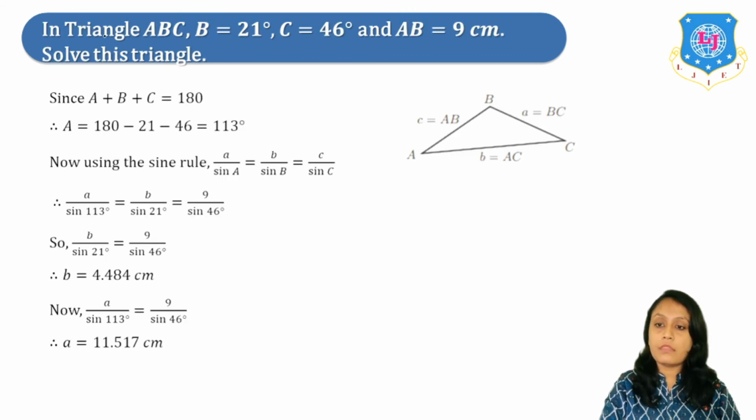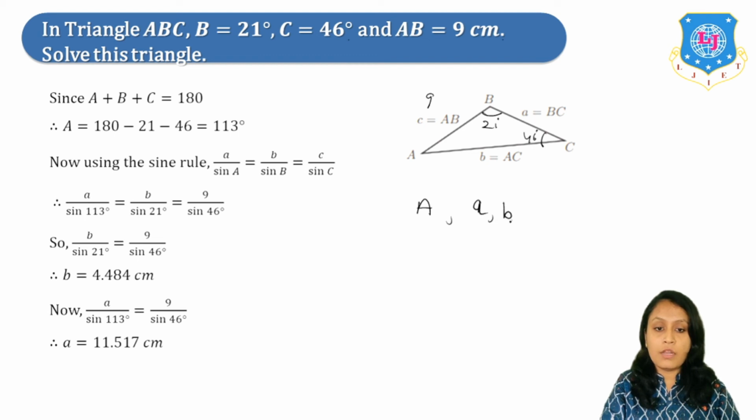Now, let's start with the example. In triangle ABC, B is given 21 degree, C is 46 degree, and AB is given 9 centimeter. So here B is given, that is 21 degree, C is given 46 degree, right? Then AB is given, that is 9 centimeter.